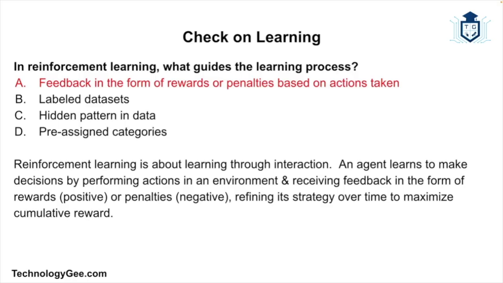So reinforcement learning is all about learning through interaction. An agent learns to make decisions by performing actions in an environment and receiving feedback in the form of rewards or penalties, refining its strategy over time to maximize cumulative reward.